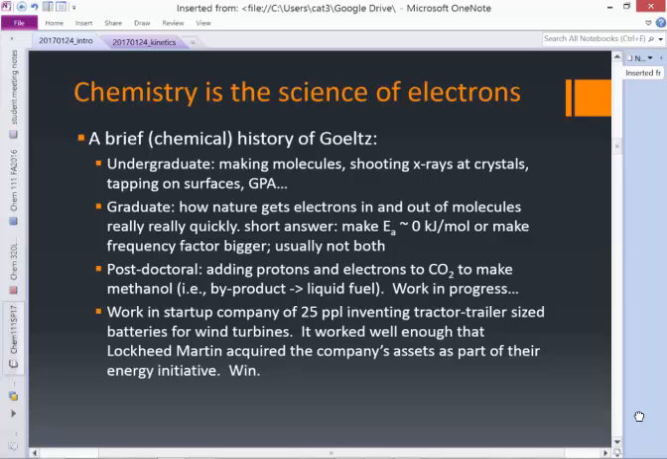Then to graduate school for chemistry, I studied how nature gets electrons in and out of molecules really, really quickly. The short answer of how to do that is something we will talk about later in the kinetics section, which is you can make the activation energy zero. So you can make it so there's zero barrier to getting electrons in and out. That's fast. That's good. The other way you can do it is to make something called the frequency factor bigger. We'll talk about those in that section of kinetics.